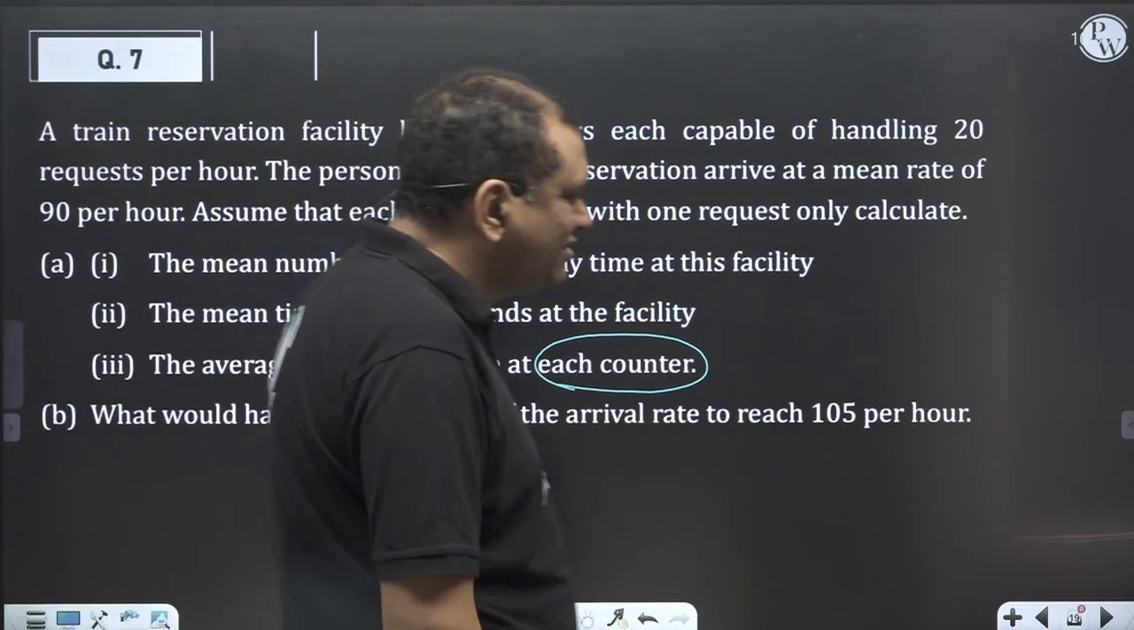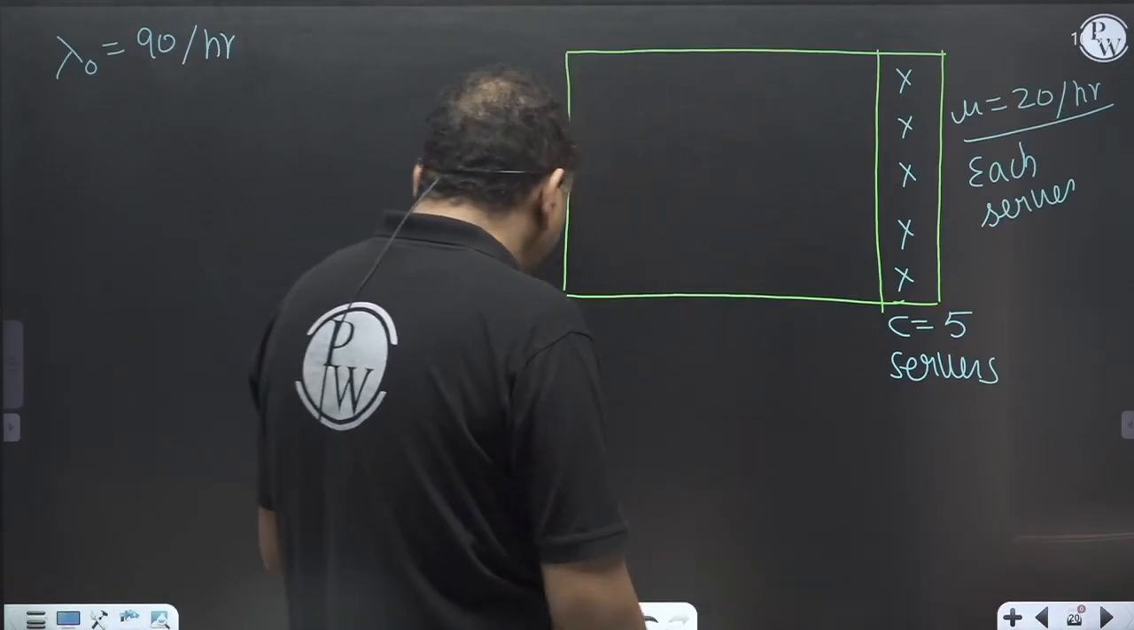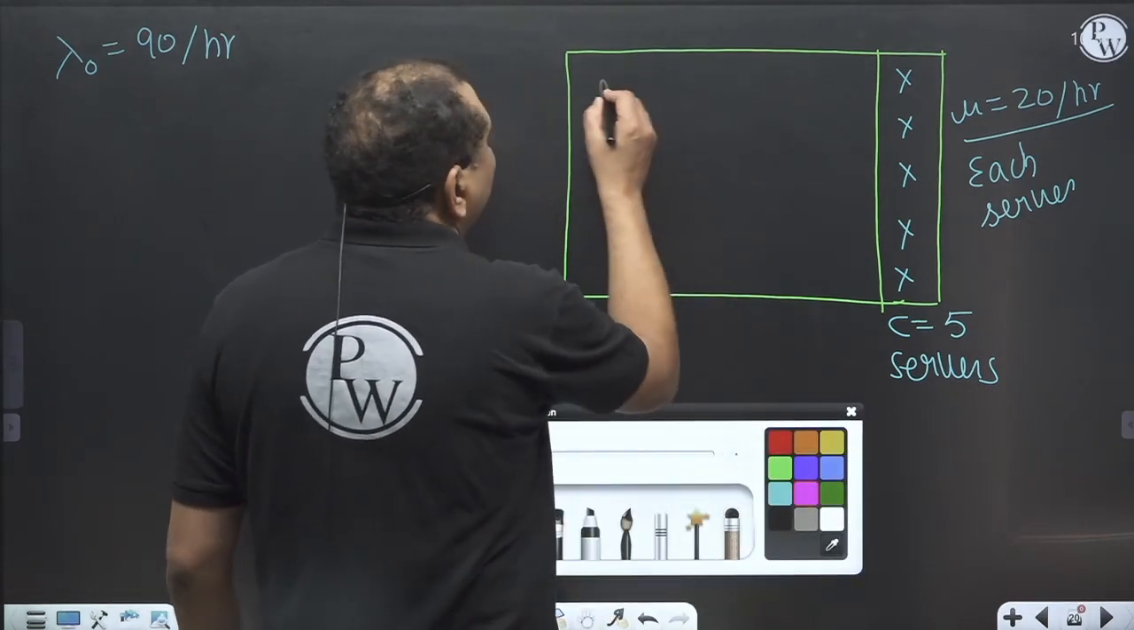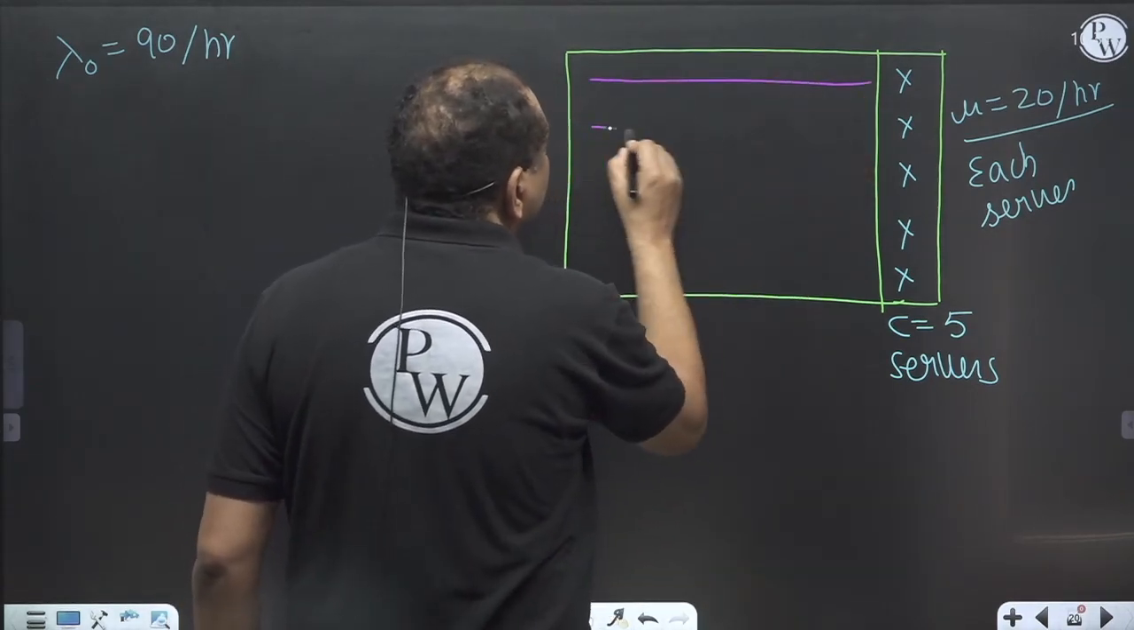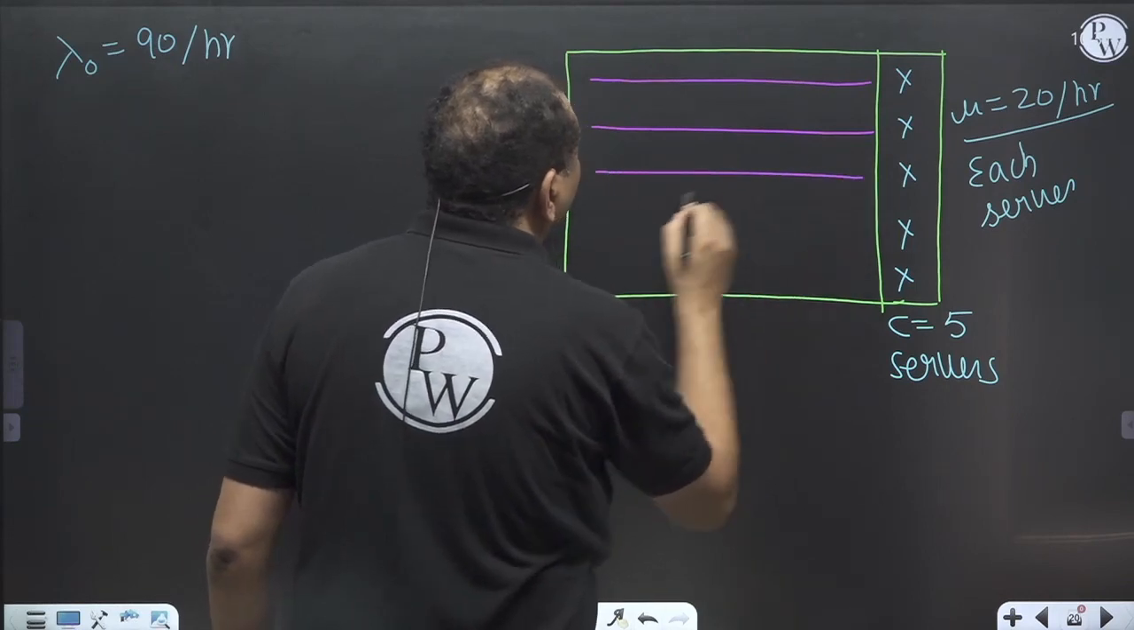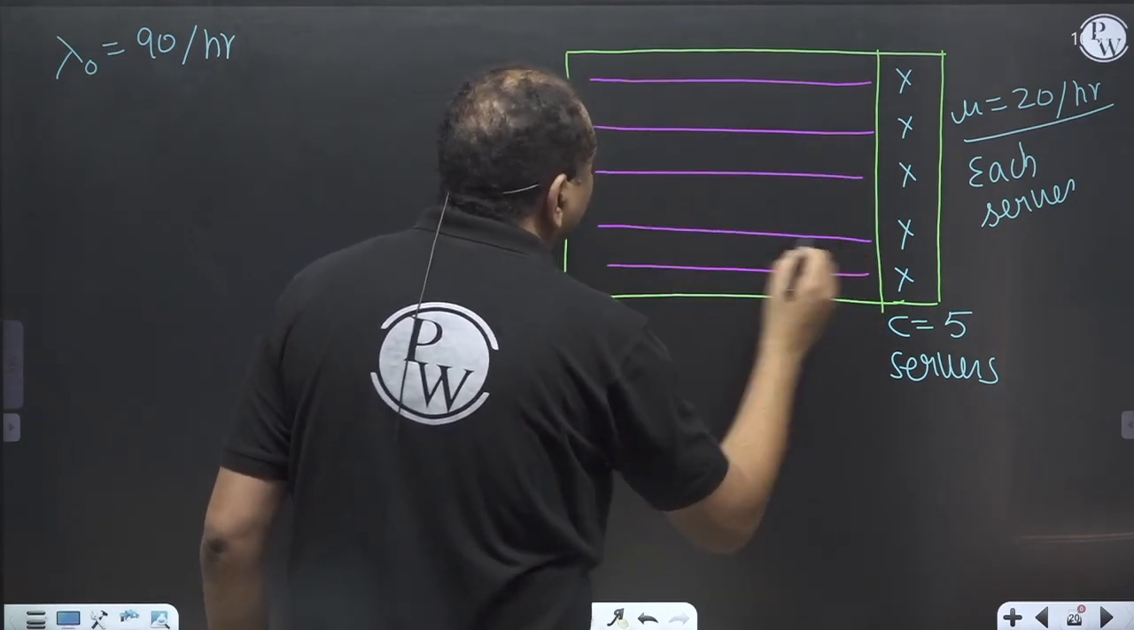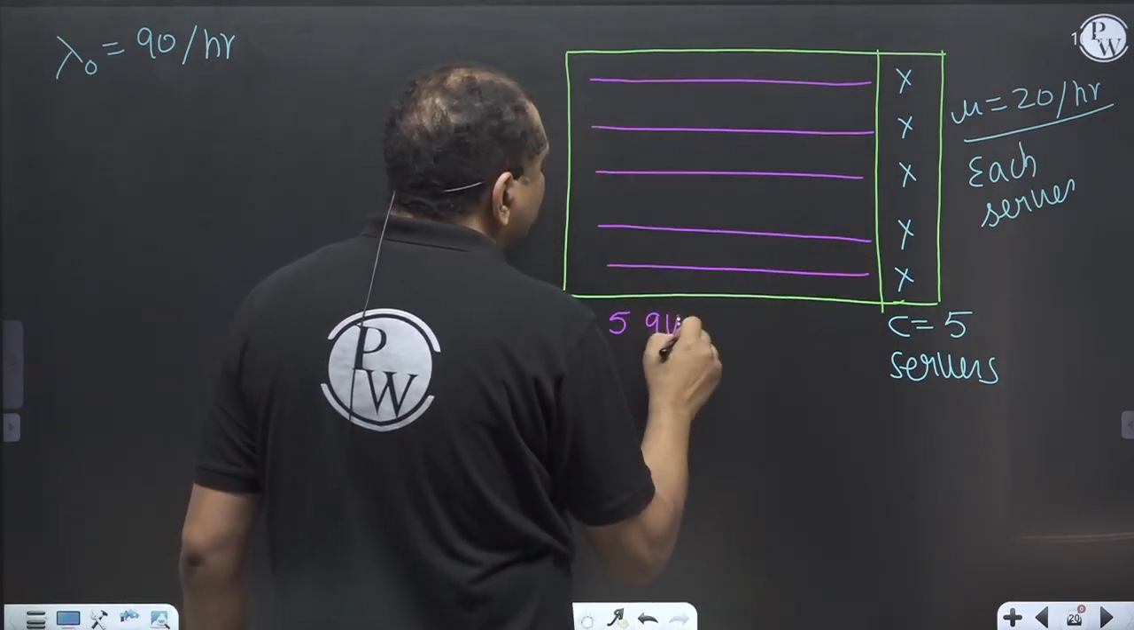You know what is the meaning of this? Meaning is there are 5 queues.